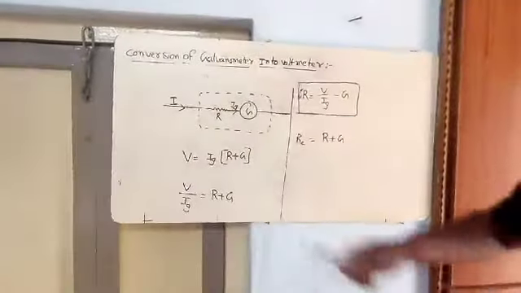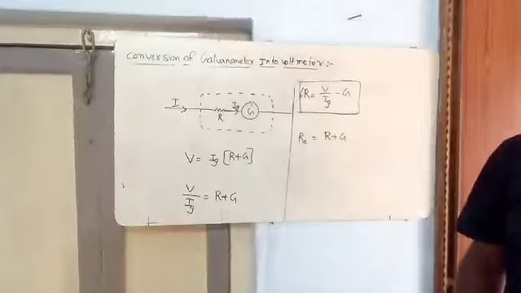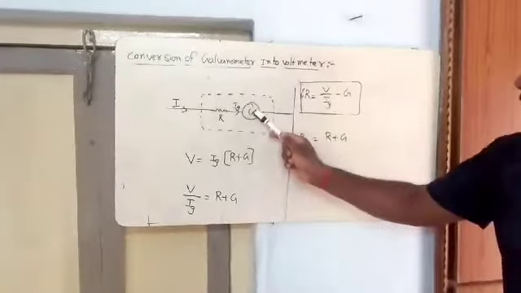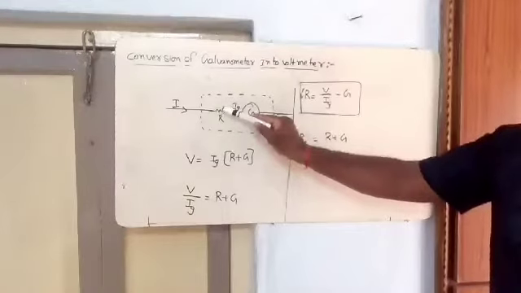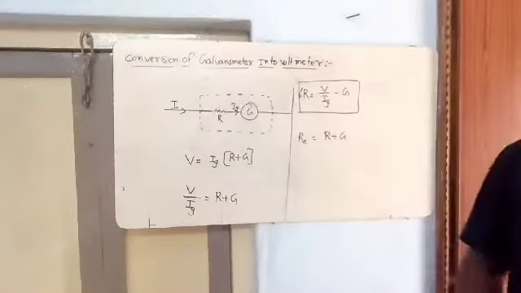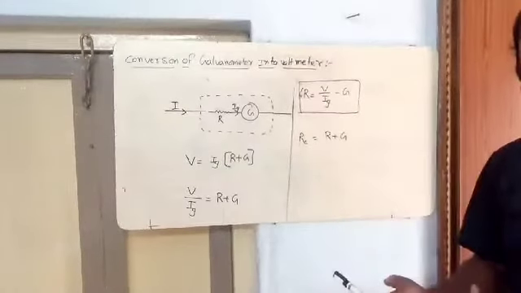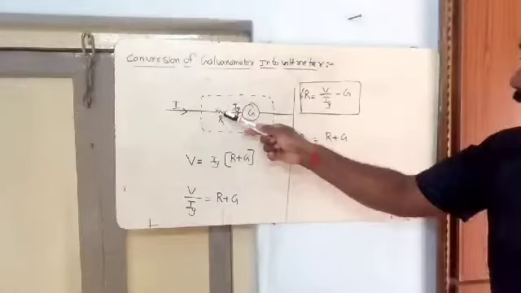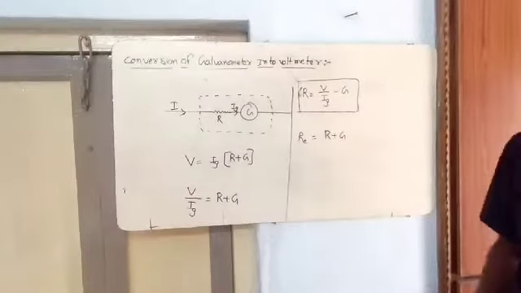Once again, see the explanation. If you want to convert the galvanometer into a voltmeter, first we take one galvanometer. For that galvanometer, one high resistance should be connected in series. What happened in the previous case? A very low resistance was connected in parallel, but here a very high resistance should be connected in series. That is the difference. There it is parallel, here it is series.